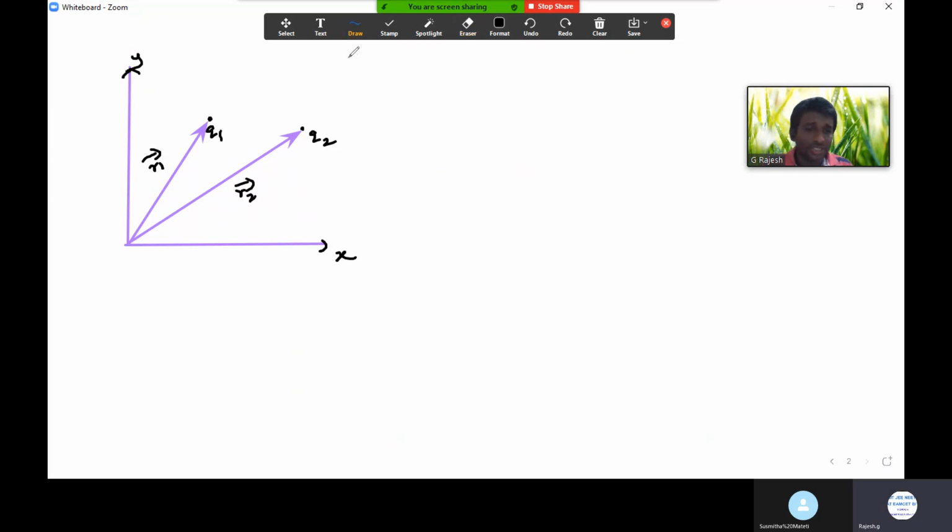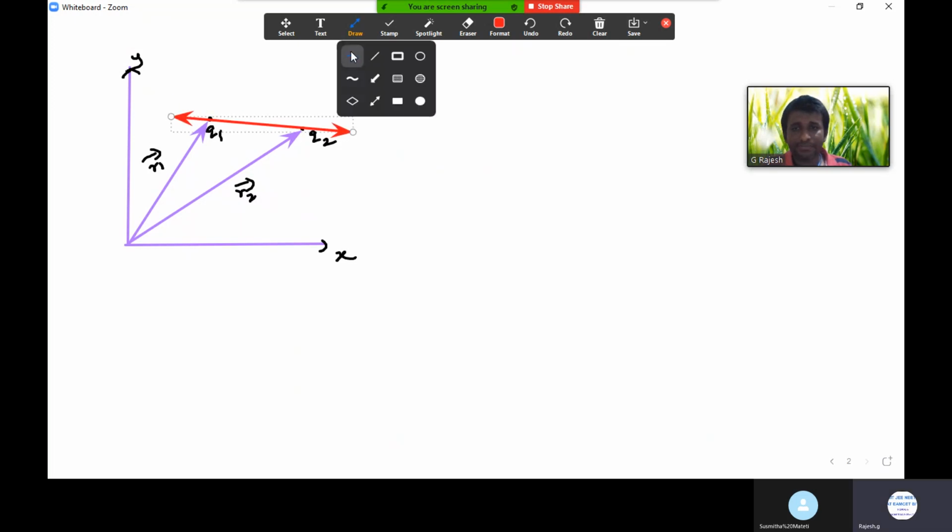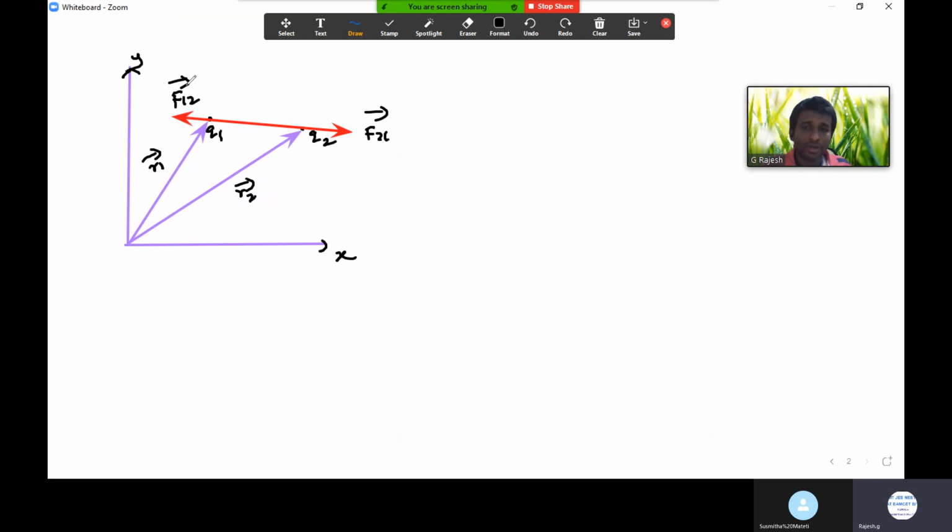So how is the force acting? The force acts along the line joining the two charges. For convenience, I am taking positive charges. So this force is F21 bar and this force is F12 bar. F21 bar is the force on charge Q2 due to charge Q1. F12 bar is the force on charge Q1 due to charge Q2.